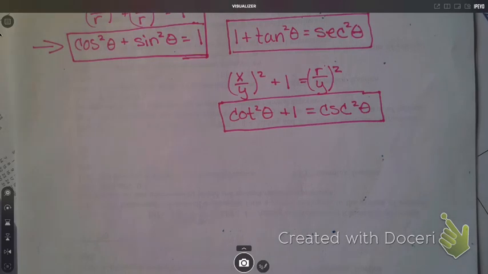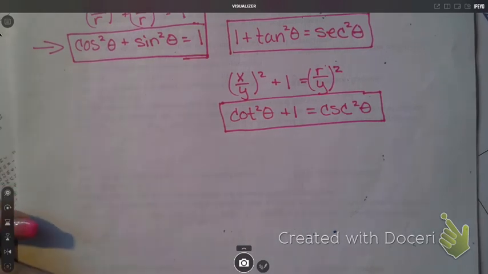Okay, so we need to do this. I didn't want to go further than we needed.